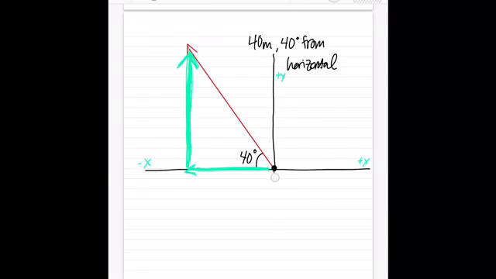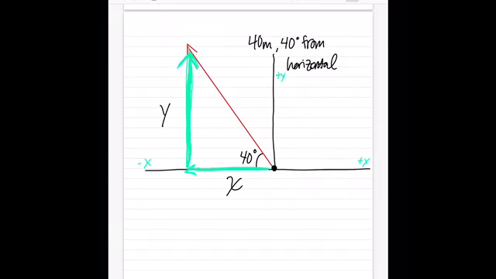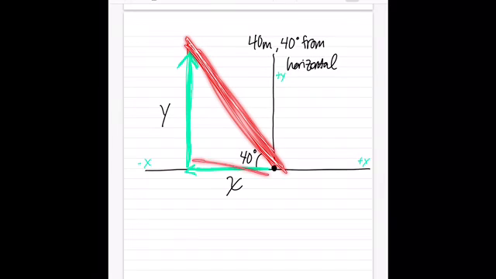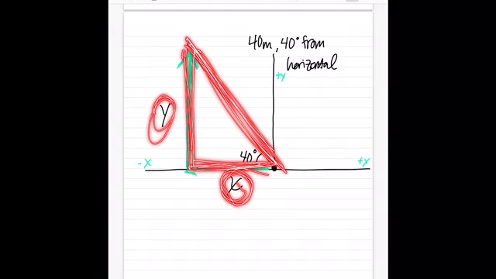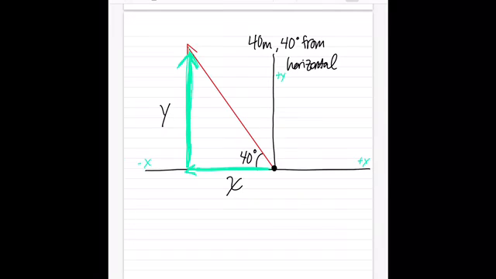I'm going to erase this a little bit. Let's do some calculations. We're going to call this X, and we're going to call this Y, because technically of my vector, here is my vector that I was given. Of my vector, I have an X component and a Y component. So it makes sense to call this X and this Y, because this is the X component, this is the Y component. Okay.